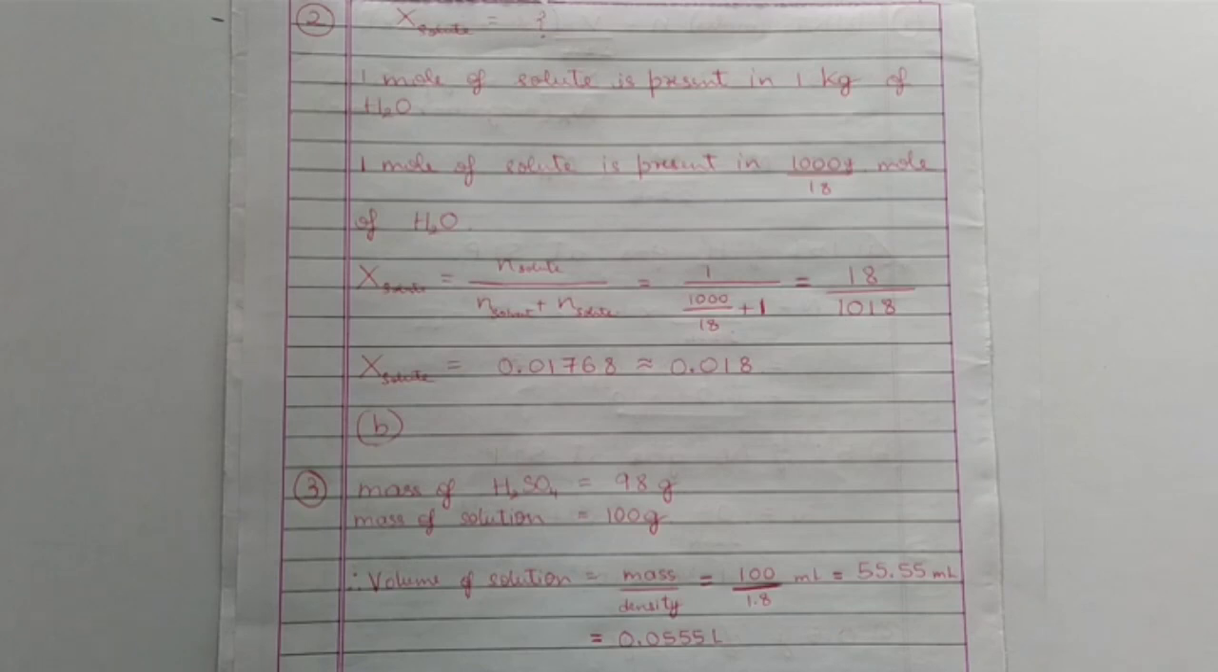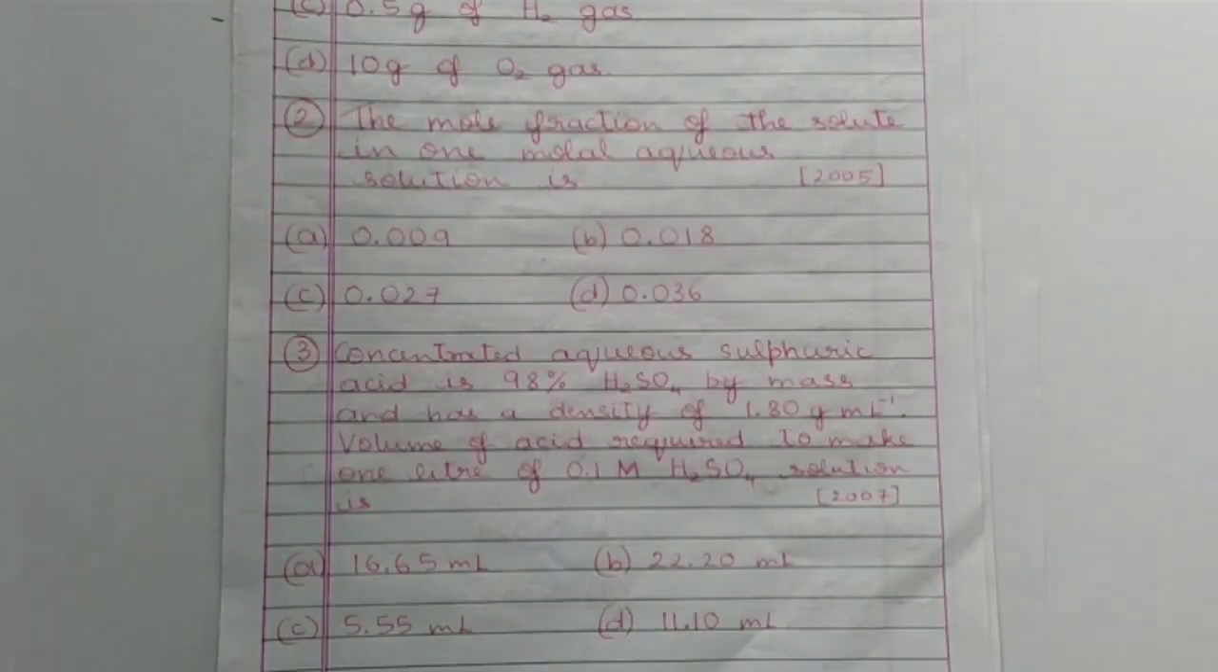molar mass. So therefore mole fraction of solute is equal to moles of solute by moles of solvent plus moles of solute, which is equal to 1 by 1000 by 18 plus 1, which is equal to 18 by 1018. So therefore mole fraction is equal to 0.01768, approximately equal to 0.018, which is option B.